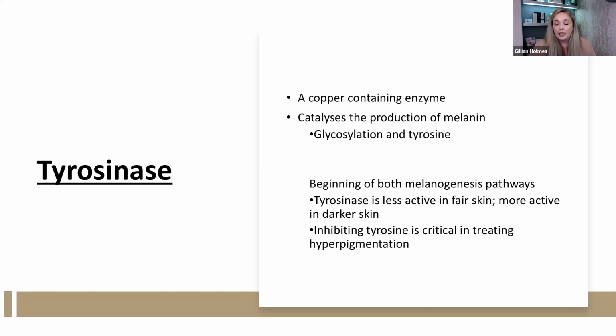So the beginning of both melanogenesis pathways, regardless of type of melanin, tyrosinase is less effective in fair skin, more active in darker skin, which is why with a lot of treatments like laser, very, very strong peels, for example, you really, really do need to be careful when treating darker Fitzpatricks because that tyrosinase is much more active. So inhibiting tyrosinase is completely critical in terms of being able to treat hyperpigmentation. Now, thinking about that glycosylation process with the tyrosine, it's the addition of sugar molecules effectively that wakes up that enzyme and begins the process.